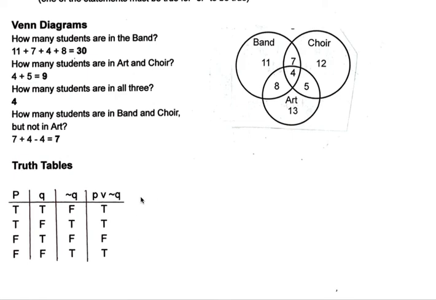Now if we had another column here with P and not Q, the only one that would be true is the double T. Double true, the other three would be false.